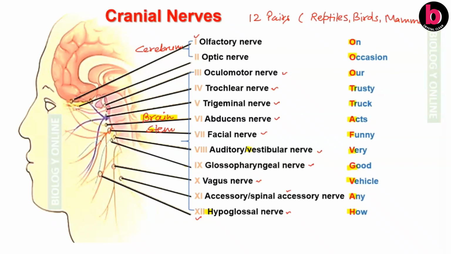So with the help of this mnemonic, you can memorize easily all the 12 pairs of cranial nerves.